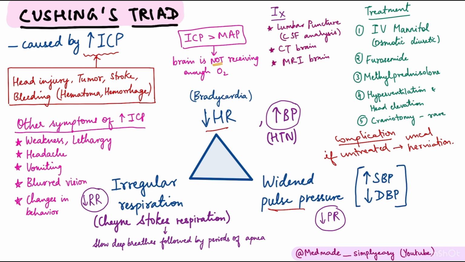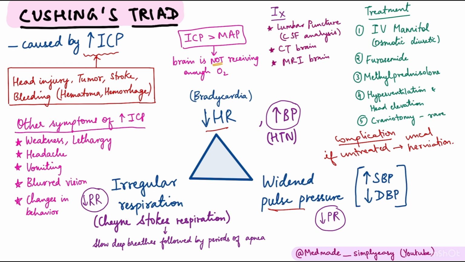Now I'll tell you a simple way to remember all of this. So there's hypertension, and there's decreased heart rate, and there's a decreased respiratory rate and there's decreased pulse rate. Heart rate, respiratory rate and pulse rate are decreased, whereas blood pressure is increased. Now let's see what are the other symptoms of increased intracranial pressure. Weakness, lethargy, headache, vomiting, blurred vision and changes in behavior can also be seen.